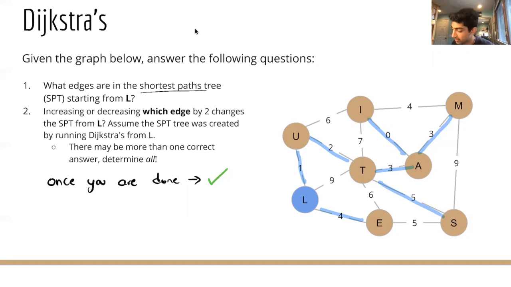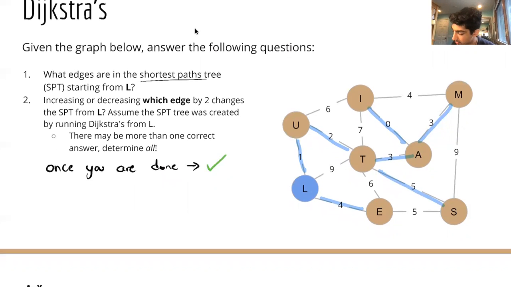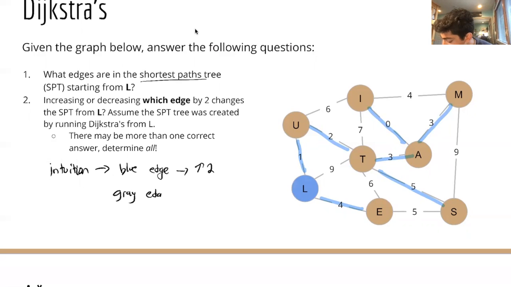Okay, so for this next part, what we're going to do is look at each edge, and say, if I increase it by 2 or decrease it by 2, will the shortest path tree change? Okay, so the first intuition is that if we have a blue edge, we should only consider increasing it by 2. Okay, if we have a gray edge, all we need to consider is decreasing it by 2.